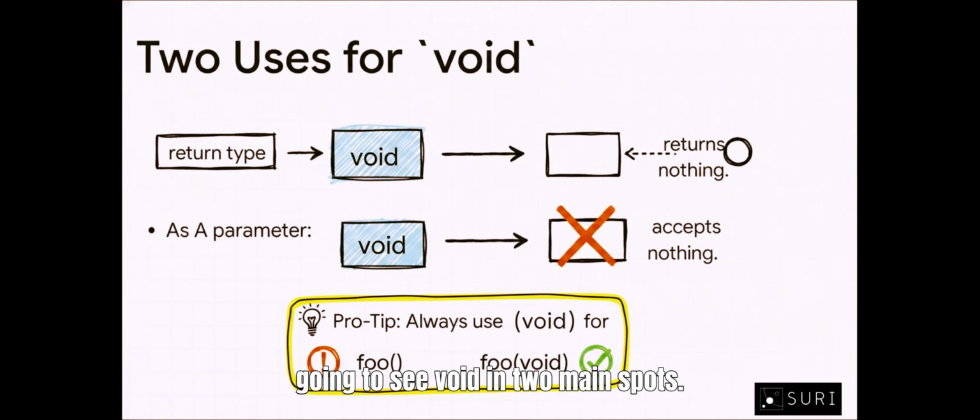You're going to see void in two main spots. First, as the return type. If you see void there, it just means the function does something, but it doesn't hand you a value back. It's like a command. Second, you'll see it in the parameter list. And this is really important, so here's a pro tip for you. Always use void to show a function takes 0 arguments.